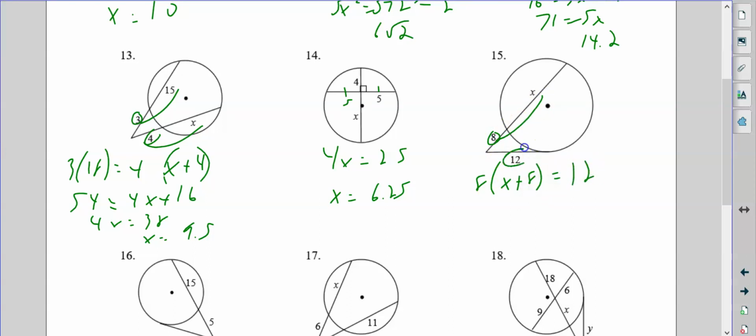Part times whole equals part squared. So 8x plus 64 equals 144. 144 minus 64 is 80. And if you divide by 8, you get 10.